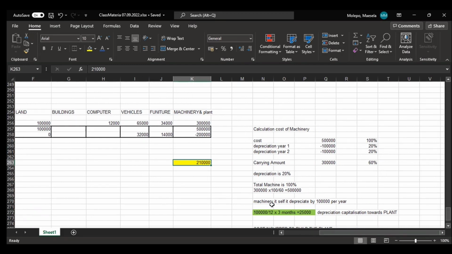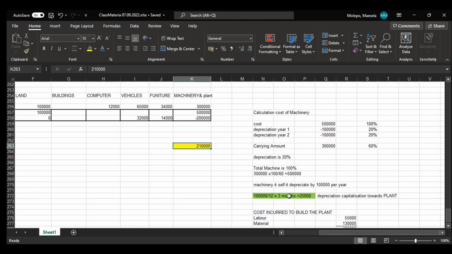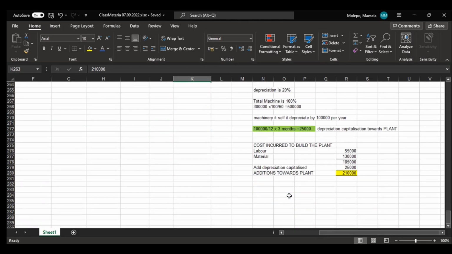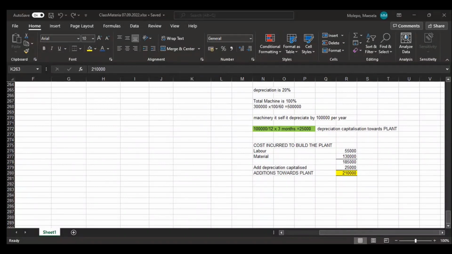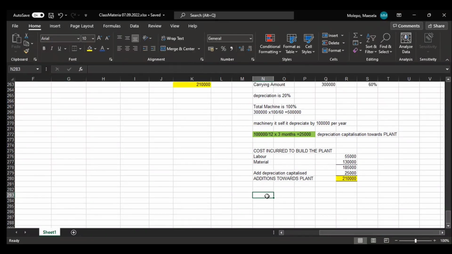So now, let's calculate the depreciation during the year in respect of the plant. Okay, we are still not yet done. Now, let's continue further. As per the statement, the plant was commissioned when? 1 January 1999. And the financial year is finishing on 28 February 1999. So we have 2 months.